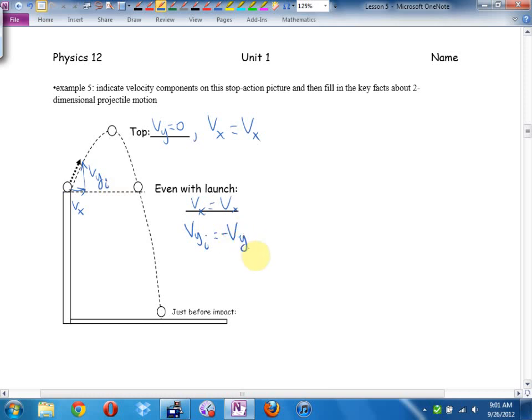I won't call it my final velocity because I'm still following it. And in fact, my Vy final now is going to get bigger and bigger and bigger, negative, but bigger, until splat. In fact, just before impact, Vx still equals Vx, but Vy final is not equal to Vy initial. It's way bigger, but negative. We usually won't put a negative in front. Instead, we'll just draw a vector arrow pointing down, and that'll take care of the sign for us.